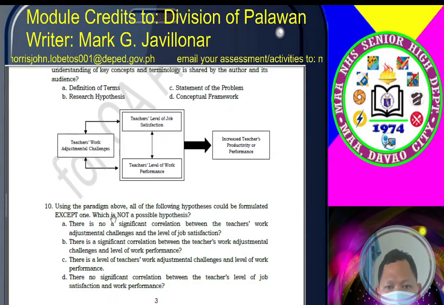For number 10, we have this figure. Using the paradigm above, all of the following hypotheses could be formulated except one, which is not a possible hypothesis. A. There is no significant correlation between the teacher's work adjustmental challenges and the level of job satisfaction. B. There is a significant correlation between a teacher's work adjustmental challenges and level of work performance. C. There is a level of teacher's work adjustmental challenge and level of work performance. D. There is no significant correlation between a teacher's level of job satisfaction and work performance.